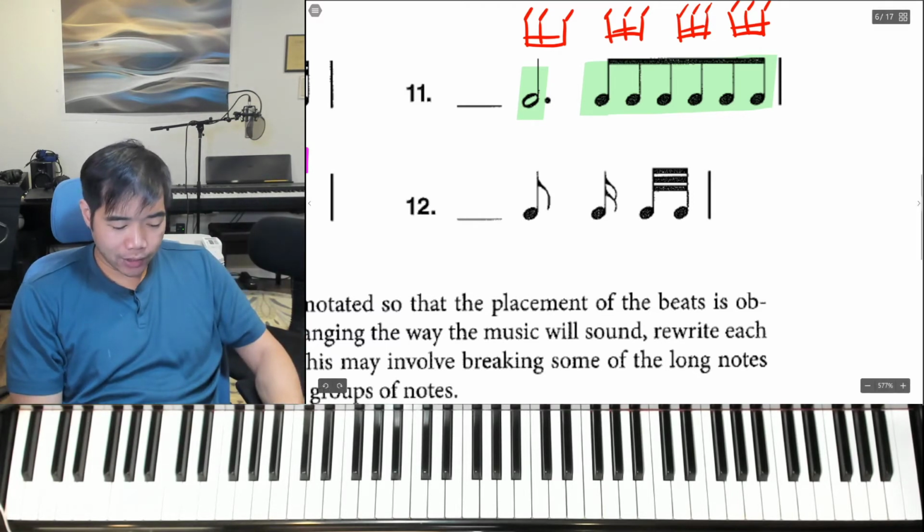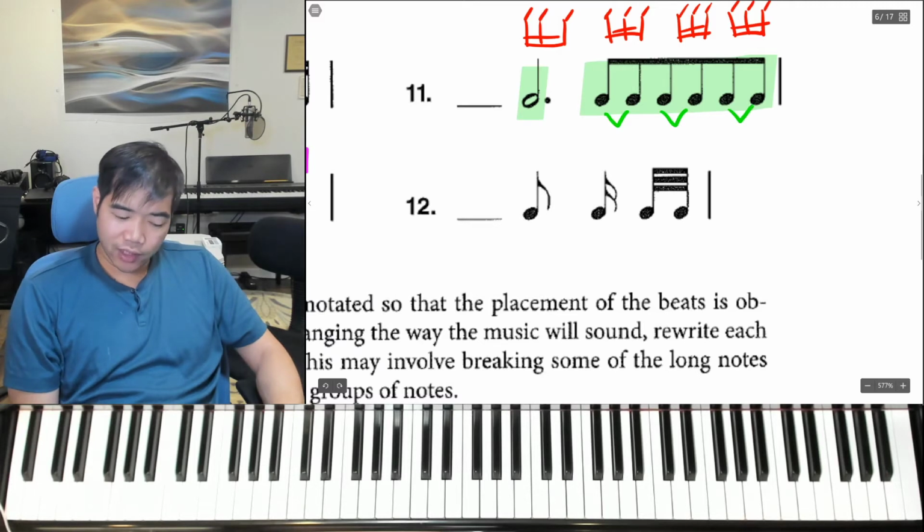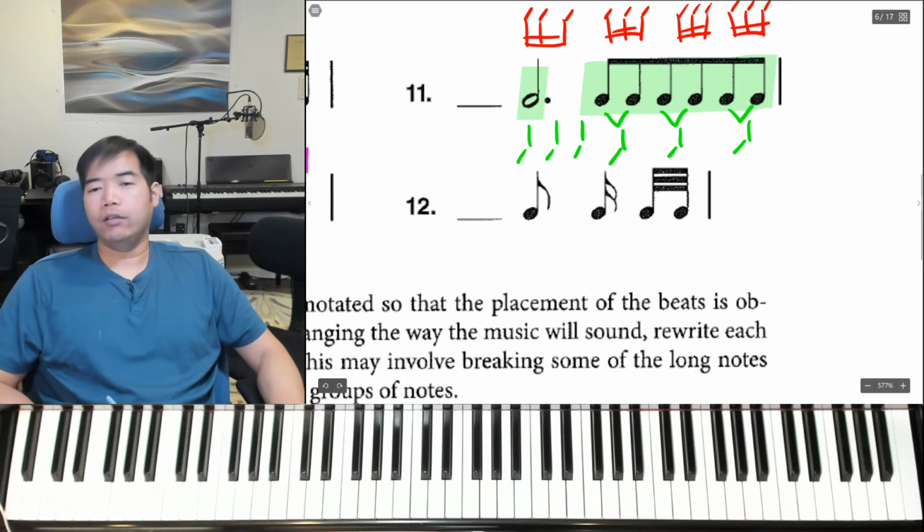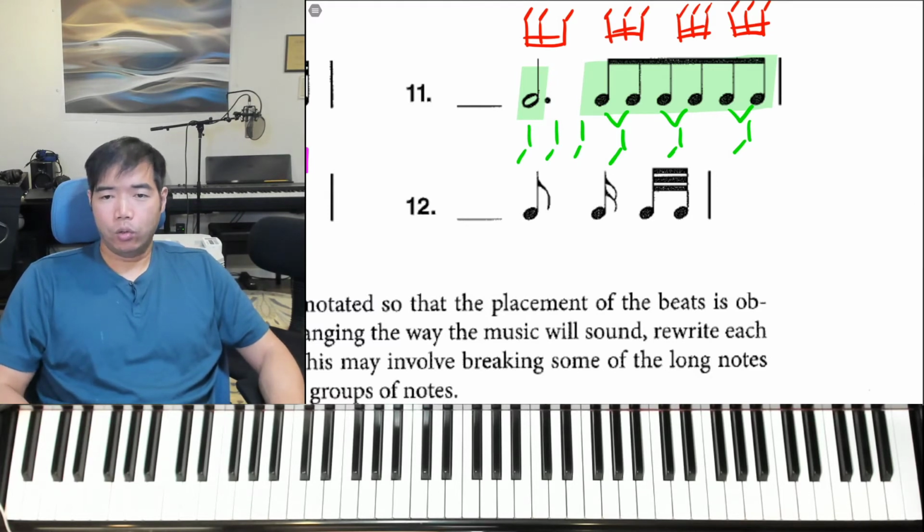You can combine these 6 into 3/4. You see? Dotted half is also 3/4. And now you can see that you have 6/4.